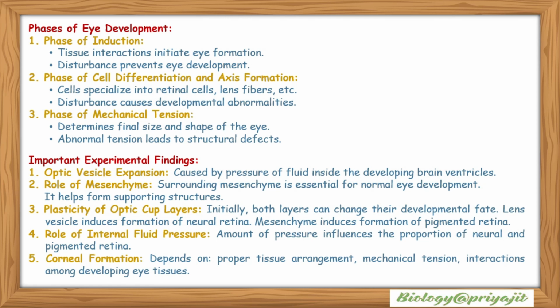Role of internal fluid pressure. The amount of pressure influences the proportion of neural and pigmented retina. Corneal formation depends on proper tissue arrangement. Mechanical tension: interactions among developing eye tissues.